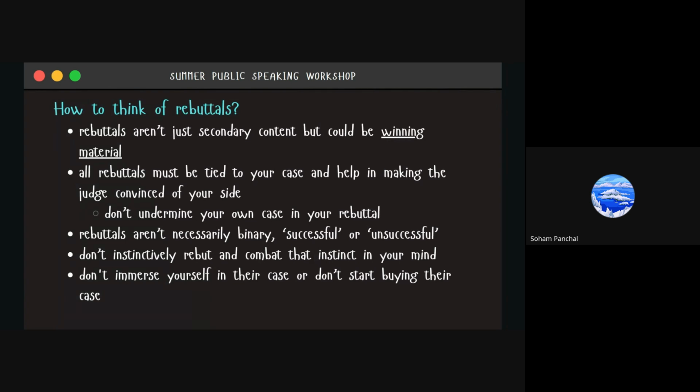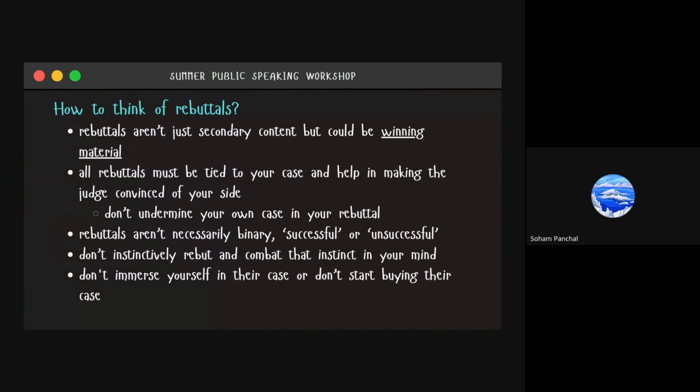So it helps the judges think that yes, the rebuttals are not only taking down the opposition case, but they are supporting your own case also. Now coming to the next point, as mentioned, that rebuttals are not necessarily binary. When you put down rebuttals and they go into the judges' sheets, the judges do not think in terms of: did they take down the case, was it successful or was it unsuccessful.